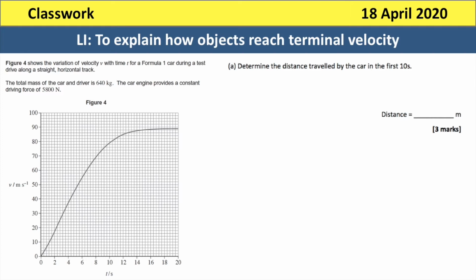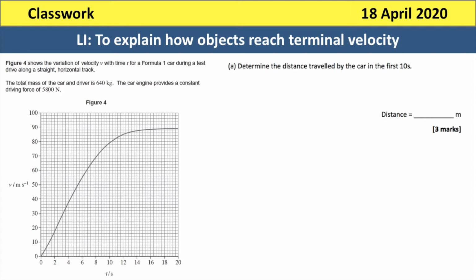So the first exam question says, Figure 4 shows the variation with velocity v with time t for a Formula 1 car during a test drive along a straight horizontal track. The total mass of the car and the driver is 640 kilograms. The car engine provides a constant driving force of 5,800 newtons.